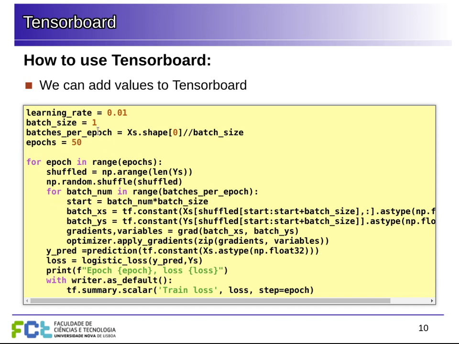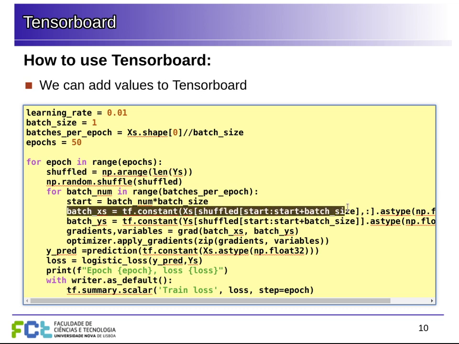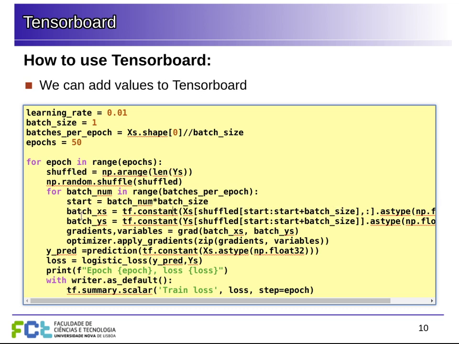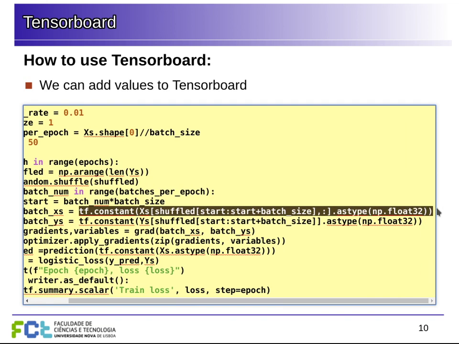This is what we did last week. We have the learning rate. We're going to use a batch of one example at a time. You can change this. You can use batches that are larger. And then we're going to shuffle everything in each epoch, create the batches. Note that these batches, I am converting them into TensorFlow tensors.